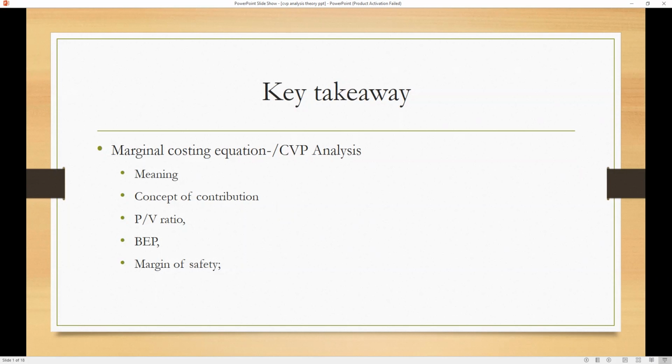And also we will discuss the formula for calculating PV ratio, the meaning of PV ratio, and the importance of PV ratio. We will also be understanding the BEP analysis. What is break-even point? What are the different ways of calculating break-even point? And then we will be moving on to margin of safety, the meaning of margin of safety and the formula to calculate the margin of safety. This is what we will be looking at in today's class.